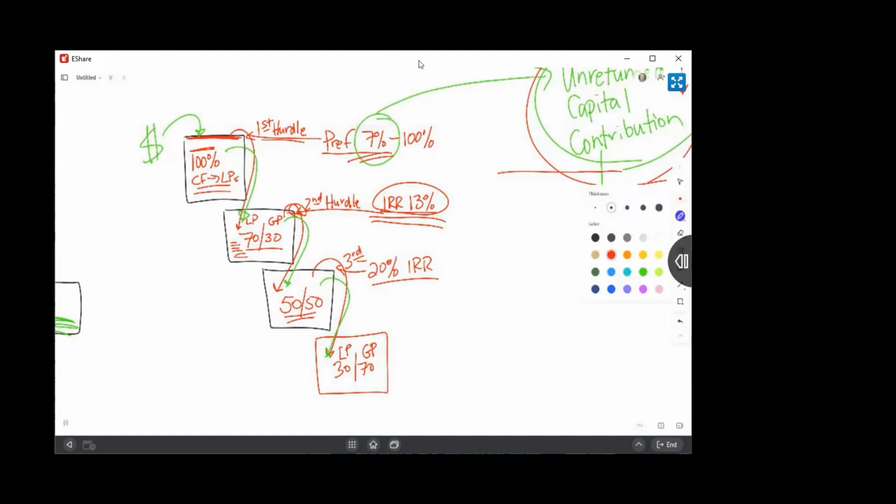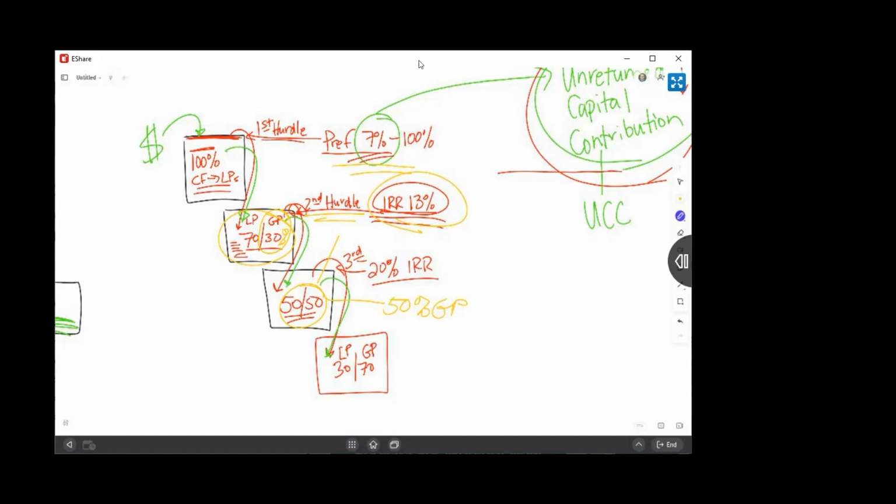This 70-30 split is going to be your promote. So after this first hurdle of 7%, the GP is going to get a 30% promote. This is a 70-30 split. And then after that second hurdle at the 13% IRR, you're going to get a 50-50, a 50% promote on the GP side. That's what the promote is. It's basically saying how much are you going to get for your sweat equity, if you will, for putting the deal together itself.